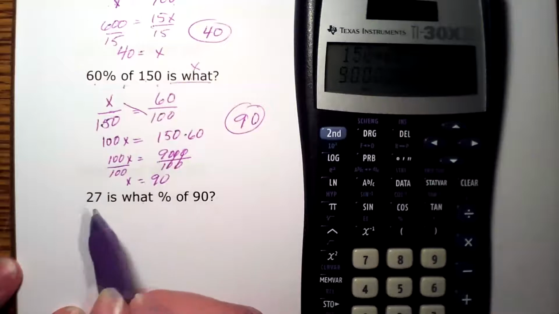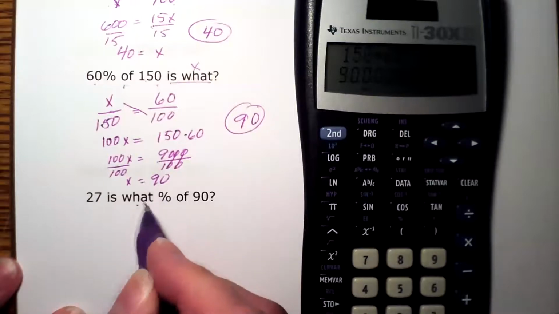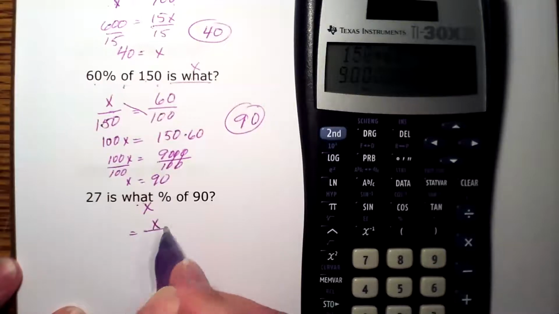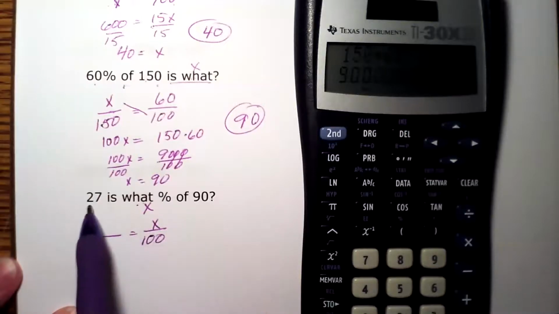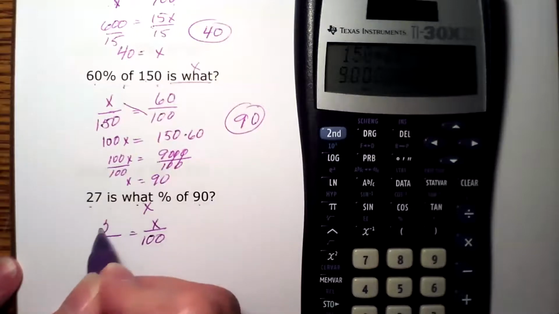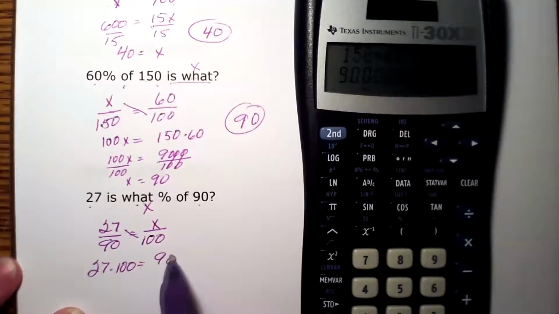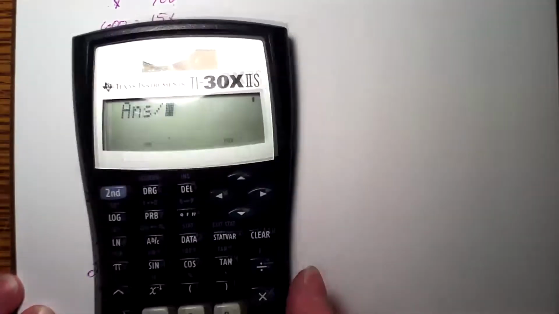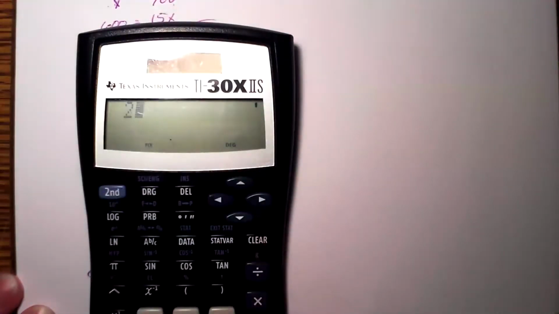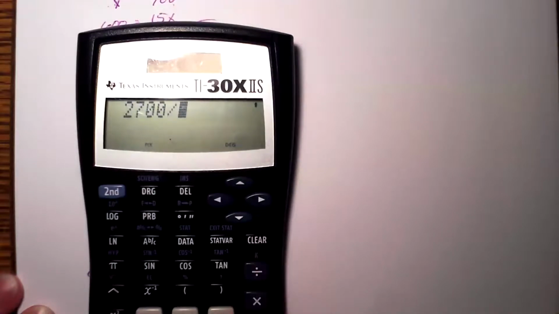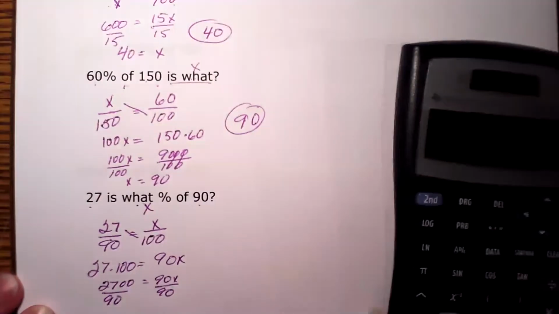But again here, so 27 is what percent? So that's the x. So the x is over 100. This is part of that. So 27 is some percent of 90. So I do 27 times 100 equals 90x. 27 times 100 is 2700 equals 90x. Divide by 90. So 2700 divided by 90 is 30.